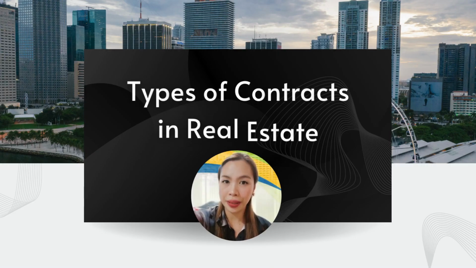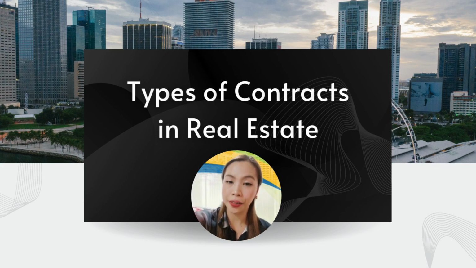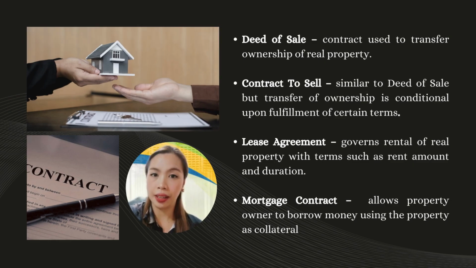Hello everyone, my name is Kia and I will be discussing different types of contract in real estate. Deed of sale: this is used to transfer ownership of real property from the seller to the buyer. Contract to sell: similar to a deed of sale, but the transfer of ownership is conditional upon the fulfillment of certain terms, such as payment of the purchase price in full.